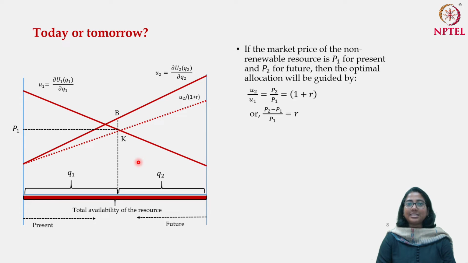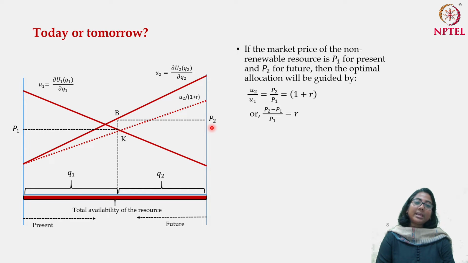However, what is the price that is going to be charged tomorrow? Tomorrow's price is going to grow up at the rate R. So tomorrow's price, that is P2, is nothing but 1 plus R times P1. If I multiply P1 by 1 plus R, I end up with a price which is P2, because you remember this BK is giving you the factor 1 plus R. So the rate at which price increases is equal to the rate of time preference.